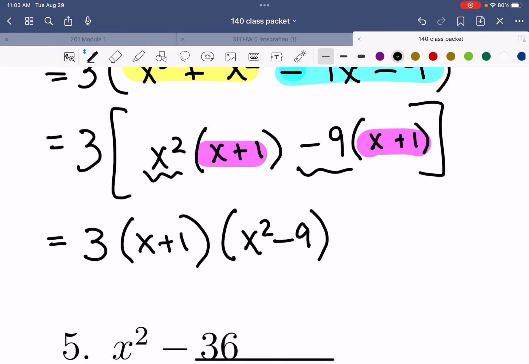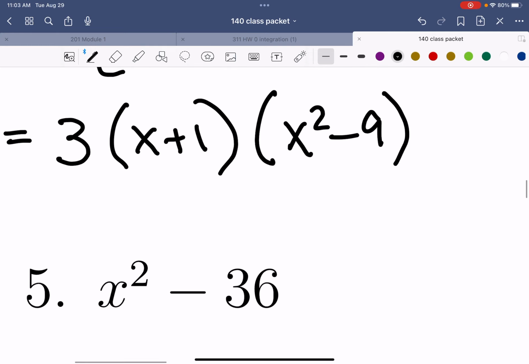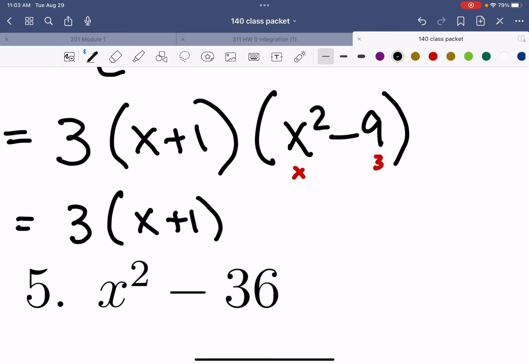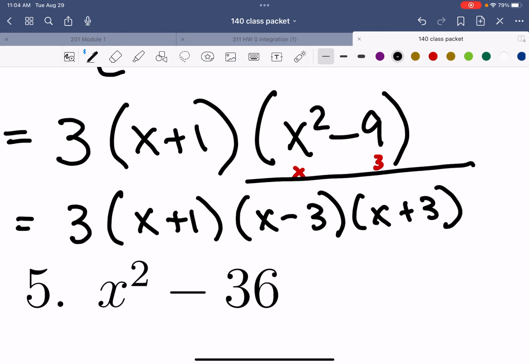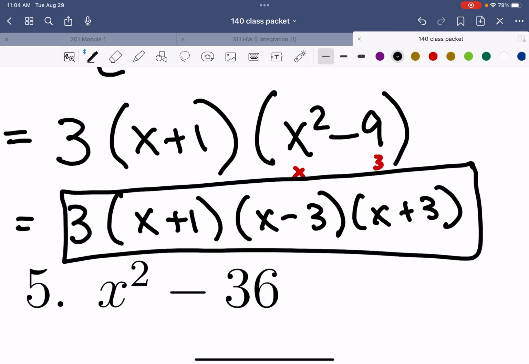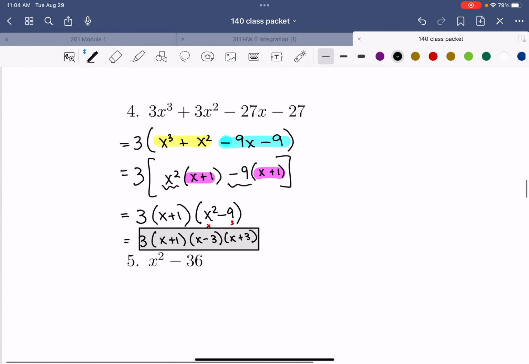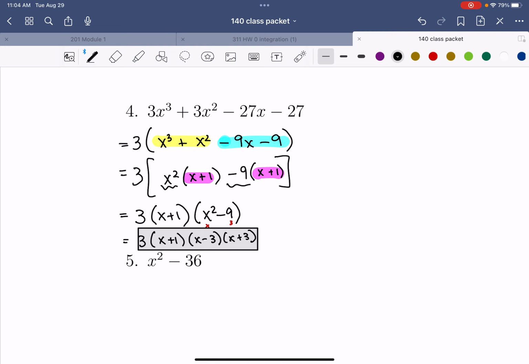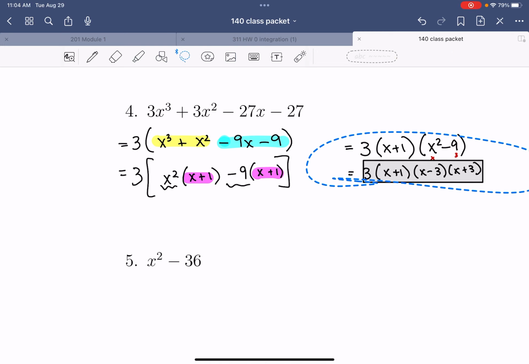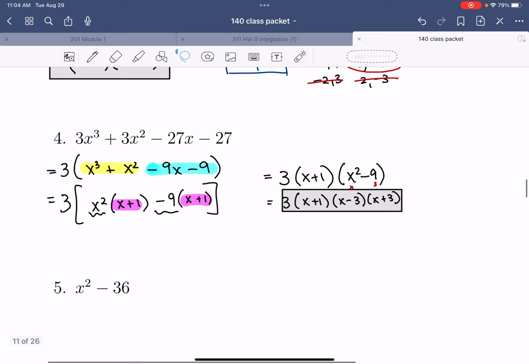Now, I'm almost done, except the x squared minus 9 is special. This is a difference of 2 squares, right? The square root of x squared is x, square root of 9 is 3. So that means that my final factored version, I'm going to keep the 3 and the x plus 1, and the x squared minus 9 will be x minus 3 and x plus 3. So that one had quite a few of our factoring strategies in it. And just so that it looks a little bit better, I'm going to move this to the side so that we can kind of all see it together.